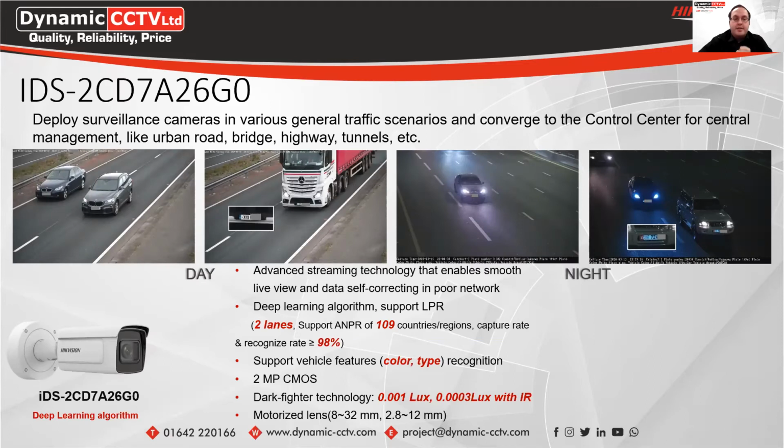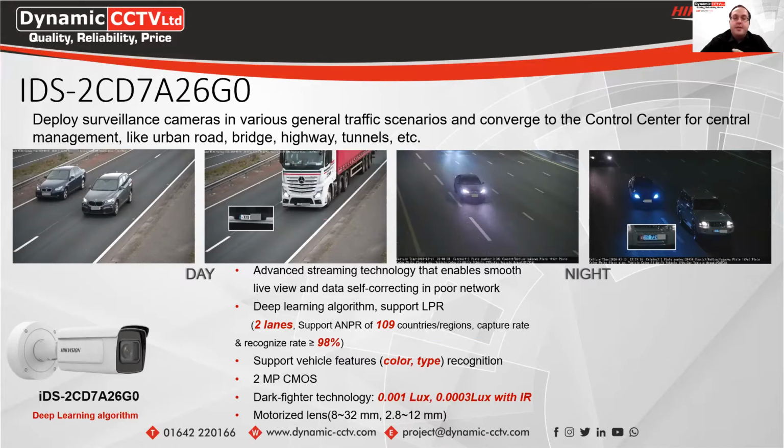The IDS-2CD7A26G0, these are the standard ANPR cameras that we stock and sell. So these come in a 2.8 to 12mm lens and an 8 to 32mm lens on these cameras, depending on the detection distance that you're needing. And these are generally used for car parks, entrances to buildings, barrier control.